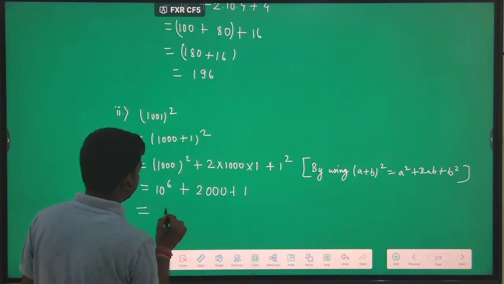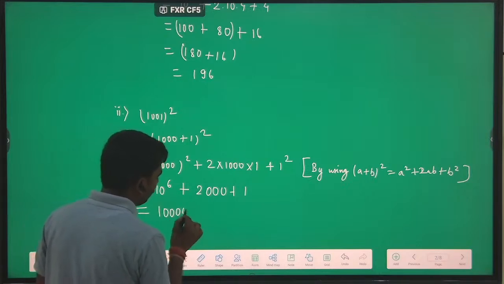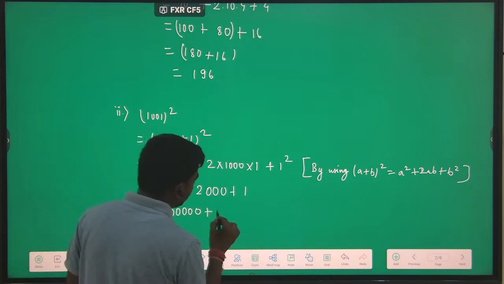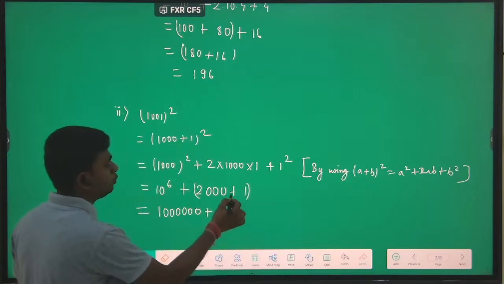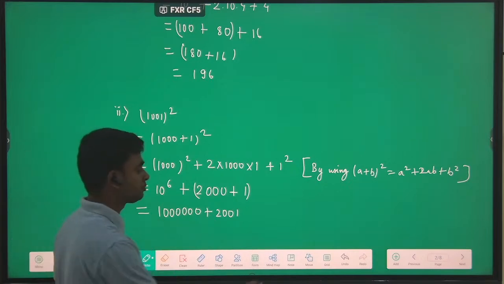So we can say this 10 to the power 6 is what? 1, 2, 3, 4, 5, 6. This value plus 2001. 2000 plus 1 is 2001. So we have to solve this now.